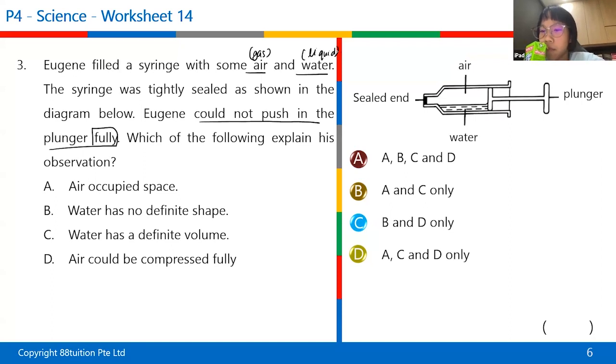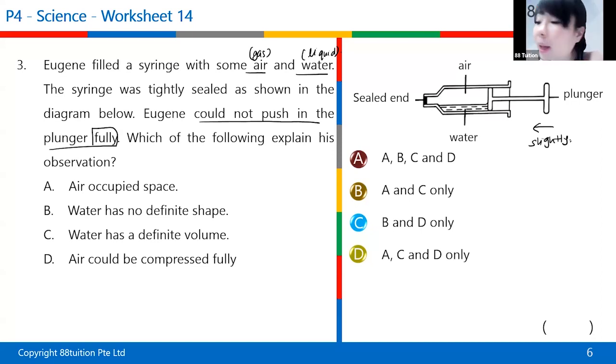Now, Shaslin, do you think he could at least push the plunger a little bit or completely cannot push? Can push in a little bit. Very good. So I can push a little bit. Why? Because it says that it cannot push in the plunger fully. I know. Why can I push it a little bit? What is in the plunger that allows me to push it in slightly?